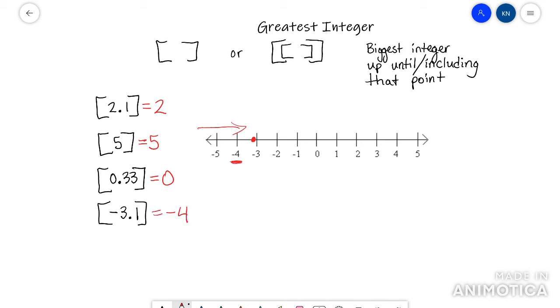All right, so here's a little tip. Basically, if you see the greatest integer of a number, just go down every single time. Like notice at 2.1, I went down to 2. If it's of an integer already, like 5, just write that number, 5. And notice like 0.33, I went down to 0. Even on negative numbers, you still go down. So like negative 3.1, I went down to negative 4. So that's how I do greatest integer.